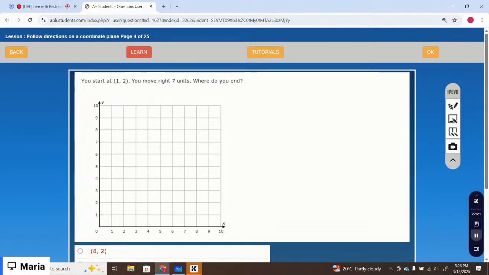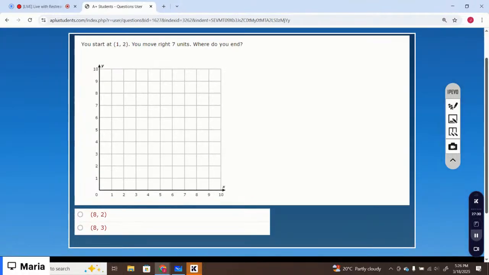You start at 1, 2. You move 7 units right. Where do you end? That is 8, 2. Option number 1 is the correct option.